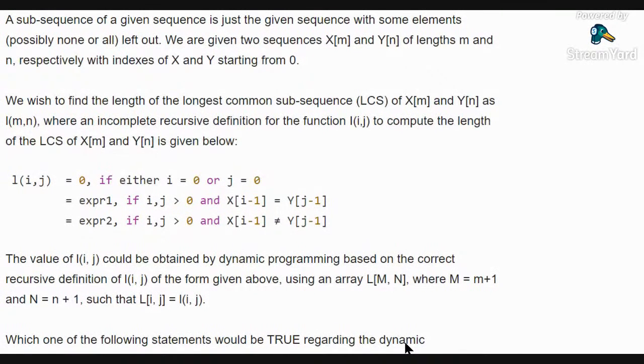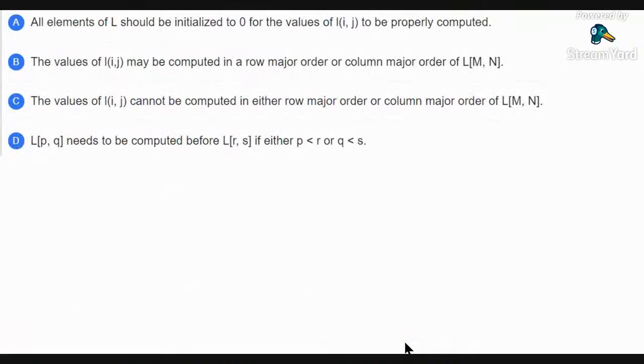Hello, good afternoon. Last time we have seen several questions based on dynamic programming formulation. So this was a question based on longest common subsequence. The correct answer for this question was that the elements of the computational matrix in the computation of longest common subsequence can be computed in a row major order or in a column major order. So the correct option for this question was option number 2.